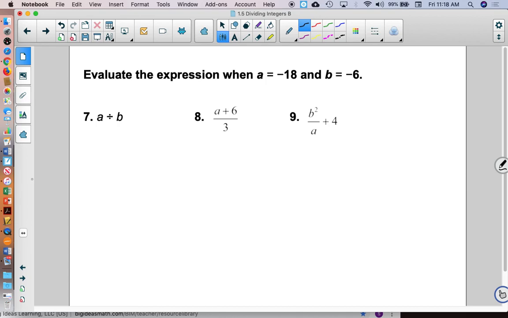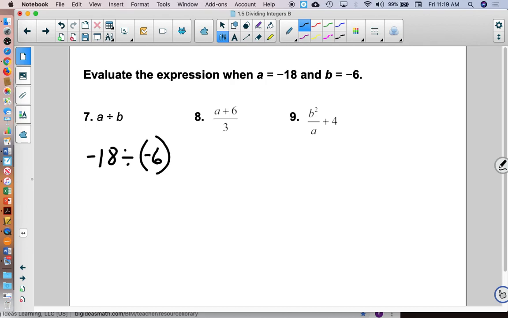You guys do number 7. I want you to be successful at this, and that's why I want to stop and make sure we do this. I don't want it to surprise you on your homework. So, what is my division statement? How do I set this division statement up? What should it say? Emmy? It should say negative 18 divided by negative 6. Absolutely correct.